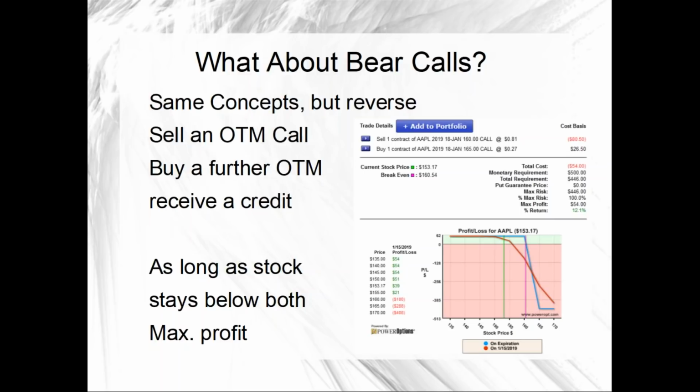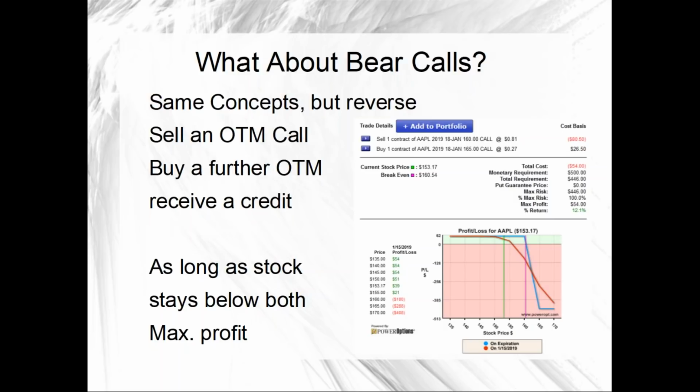I want the stock to stay the same or move down. As long as the stock stays below both strike prices, we receive the maximum profit. Both calls expire worthless. We have to do nothing else. The net credit is ours, already deposited in our account. In this example, Apple at 153, 152, bouncing around that 153 price. Same expiration, January 18th, 9 days away. I might sell the 160 call for about 80 to 81 cents, and at the same time buy the 165 call for about 26, 27 cents. Total net credit would be about 54 cents at midpoint.